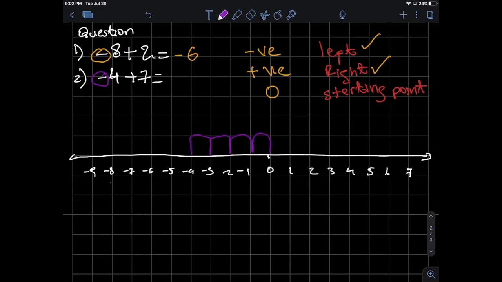And number 7 has a positive sign before it. So we would go from where we stopped, which is -4, we would go 7 points where? To the right, because it has a positive sign, as I said. So we would go 1, 2, 3, 4, 5, 6, and 7. And we end up at 3, so the answer would be 3.